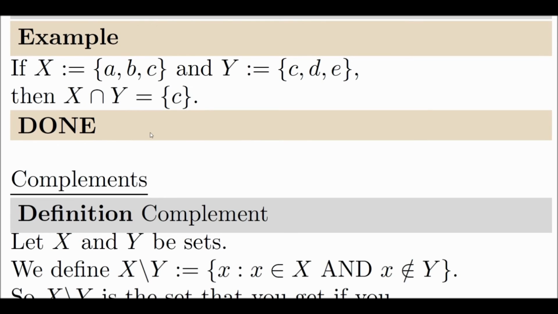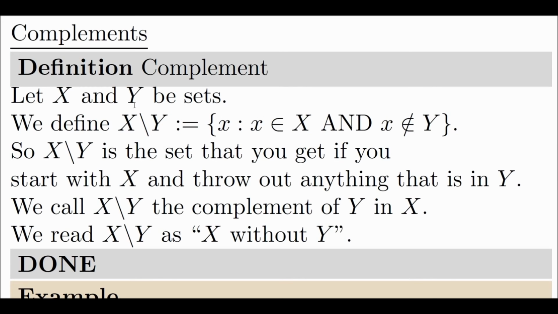Here's an example of taking the intersection. So if X is a set A, B, C and Y is a set C, D, E, then to take the intersection, you'll just find the objects that show up in both sets. So C is the only object that shows up in both of these sets. So the intersection just has this object C. So you could think of the intersection as where the sets overlap.